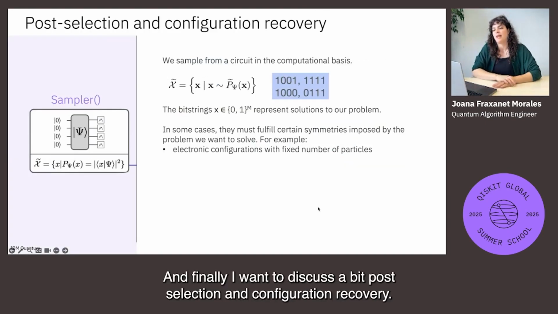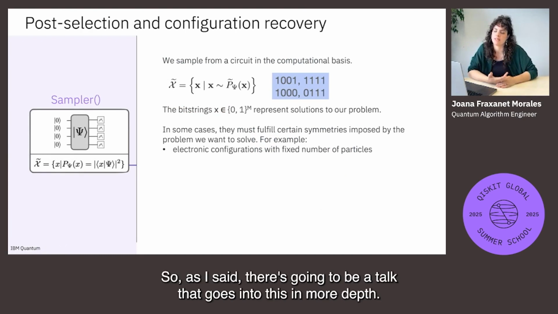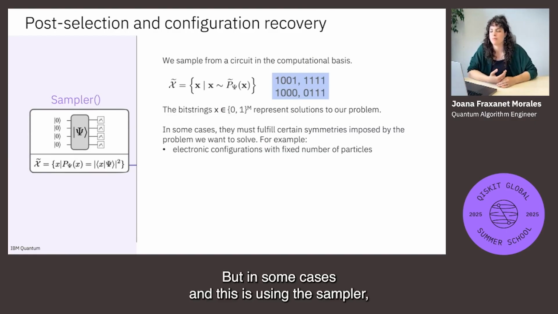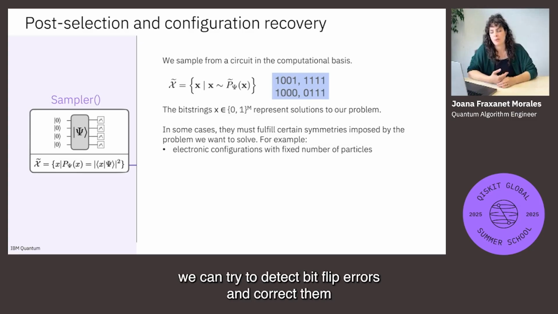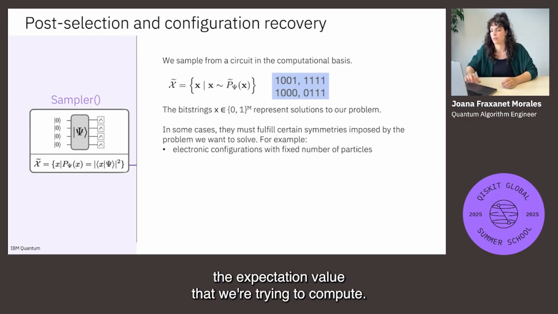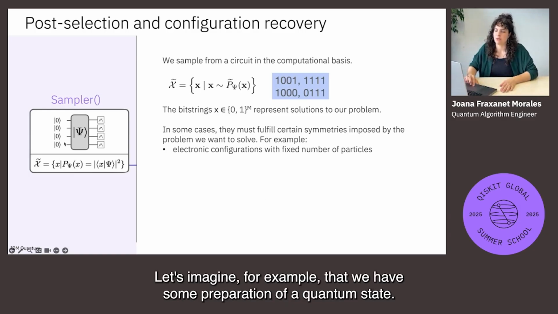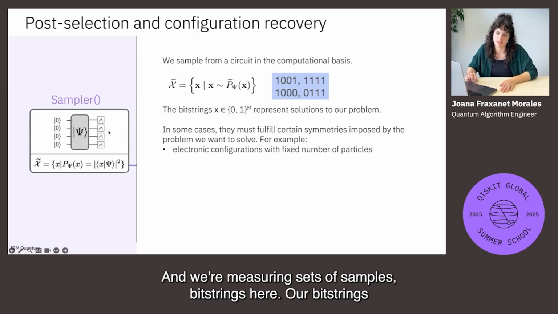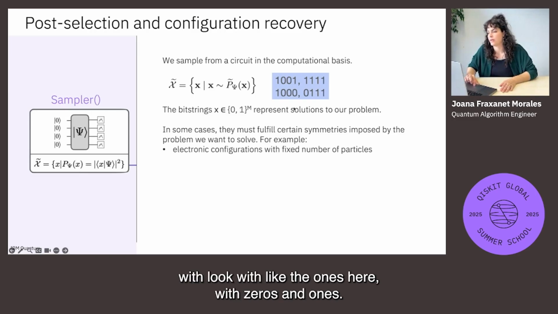And finally, I want to discuss a bit post-selection and configuration recovery. As I said, there's going to be a talk that goes into this in more depth. But in some cases, and this is using the sampler, we can try to detect bit flip errors and correct them so that they don't have such a big impact on, for example, the expectation value that we're trying to compute. Let's imagine, for example, that we have some preparation of a quantum state and we're measuring sets of samples, bit strings here. Our bit strings would look like the ones here, with zeros and ones.